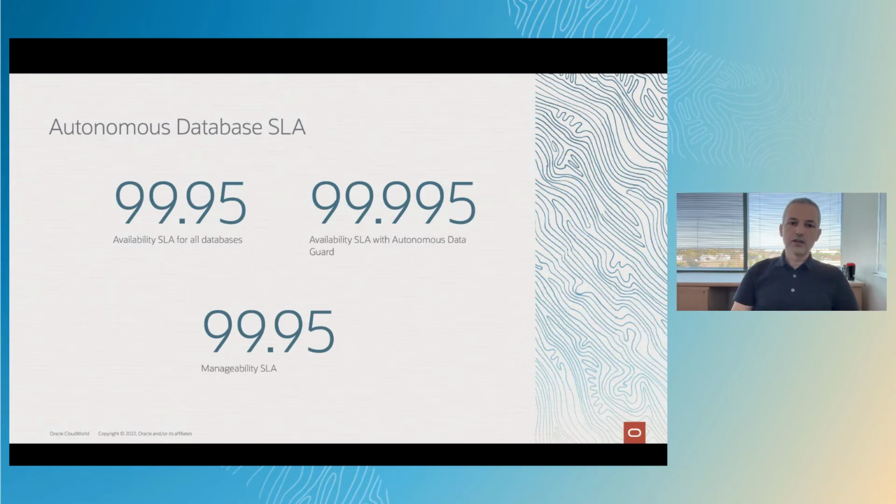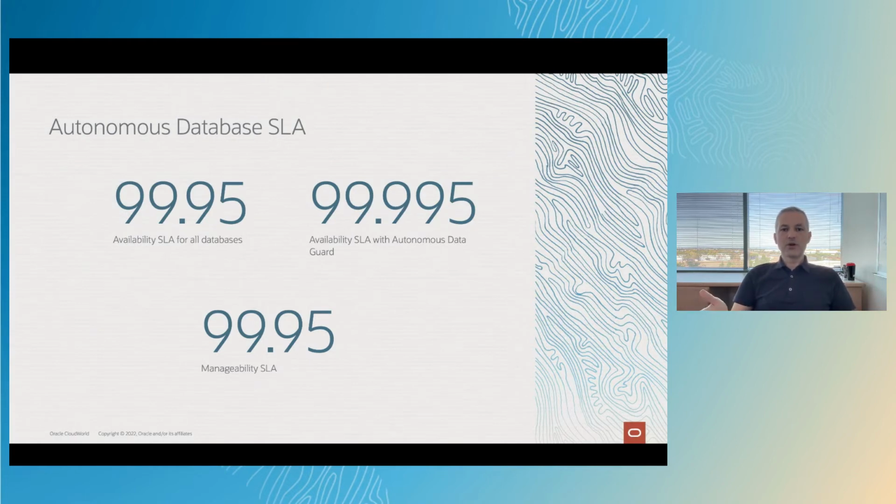So if you look at service level agreements, uptime SLAs, Autonomous Database provides guaranteed SLAs with credits if it's not able to meet these numbers. The uptime SLA we have is 99.95 for all databases by default. So any database you create will have this uptime SLA. But if you enable Autonomous Data Guard, if you have a standby database running, the SLA is 99.995 in that case, because we are able to activate the standby and continue running your database.